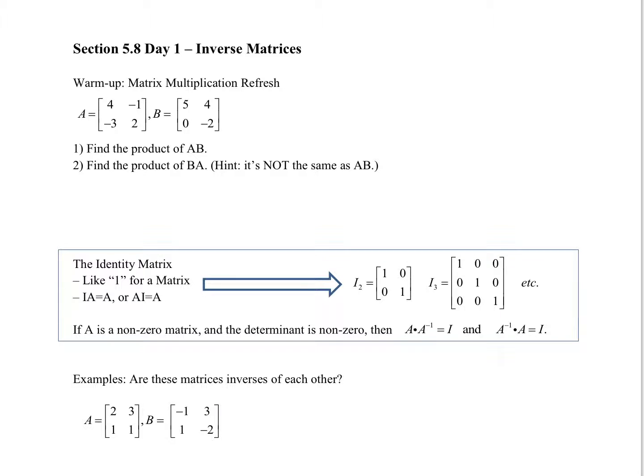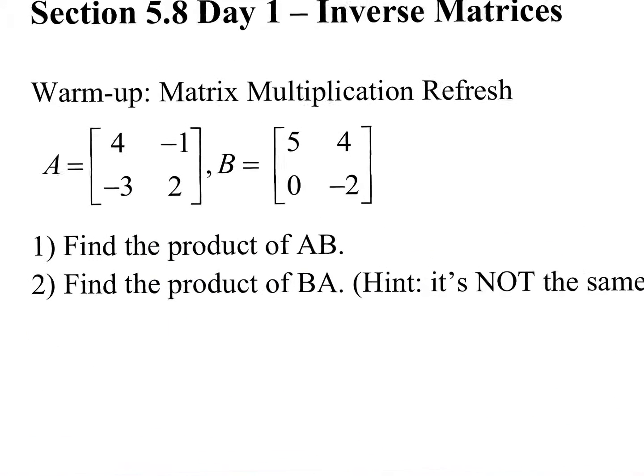Okay, so as a warm-up, we're doing multiplication first. It says find the product of AB and then find the product of BA. Be super careful, because they are not the same. They're totally different. A times B does not follow the normal multiplication rule, the commutative property, where you can move them around and BA and AB equal the same thing. Not the same thing here. Let's talk about why that is.